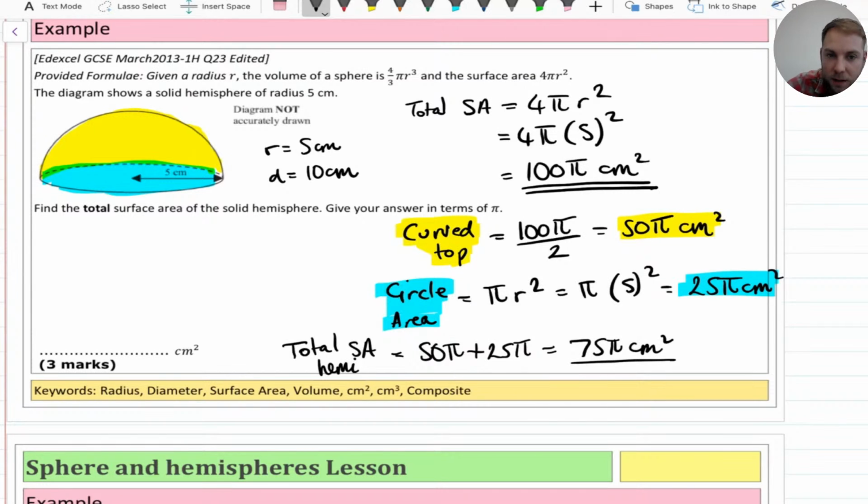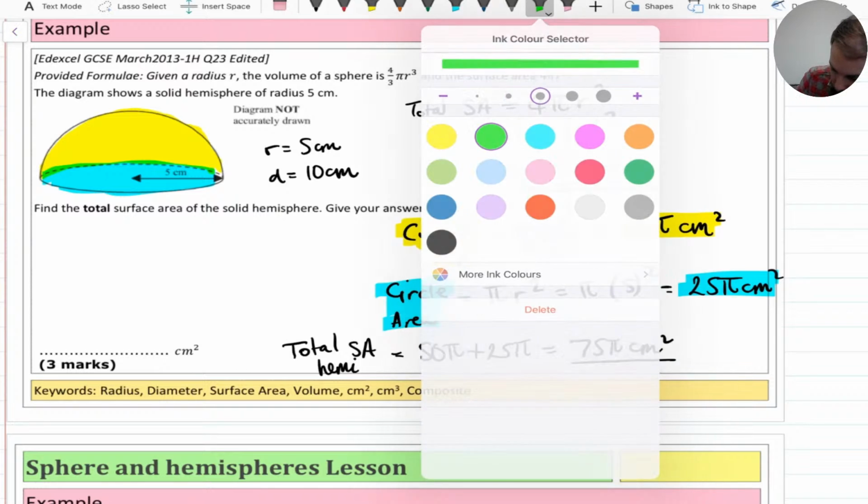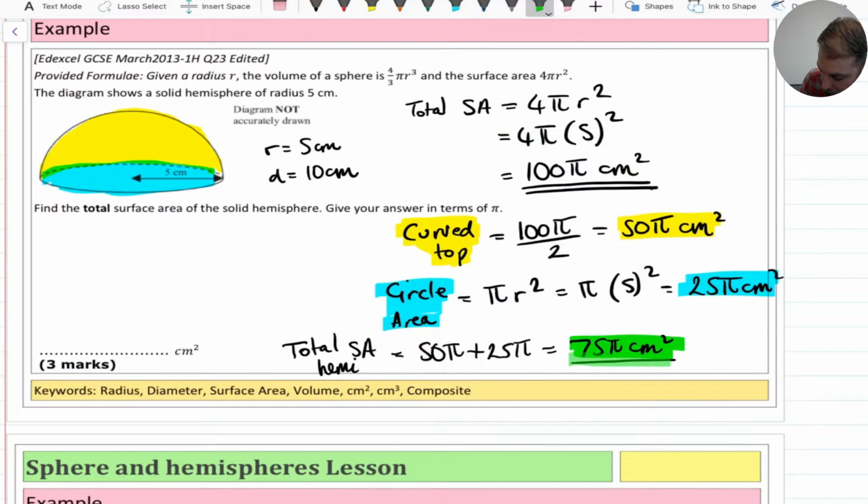Now it's tricky that, because the majority of people will just find the surface area and divide by 2, and you won't get the full marks. You need to make sure that you are adding the area of the circle on the bottom as well. So get that down in your notes. Tricky, that one.